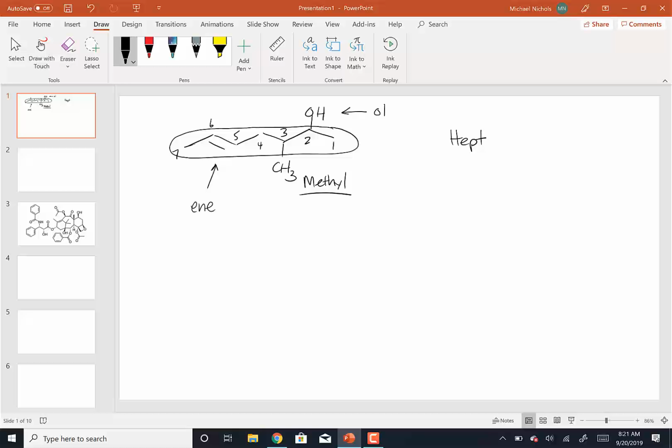So in this case, the OH having the higher priority is going to come last in the name. Higher priority groups get two privileges. They get the numbering scheme favoring them, and they get the last part of the name. So this would be a hept-5-ene-2-ol. That would be the parent name.